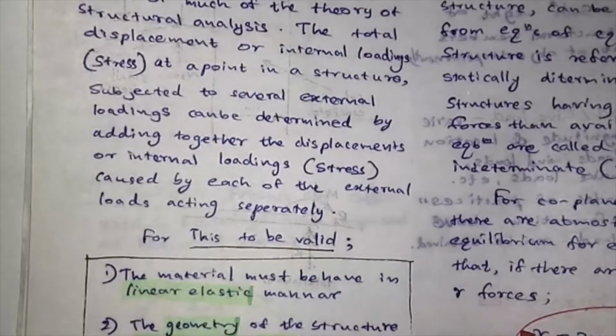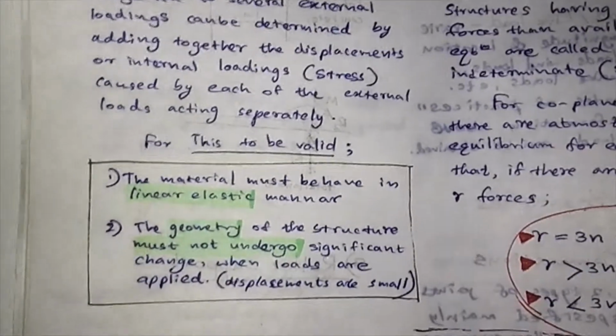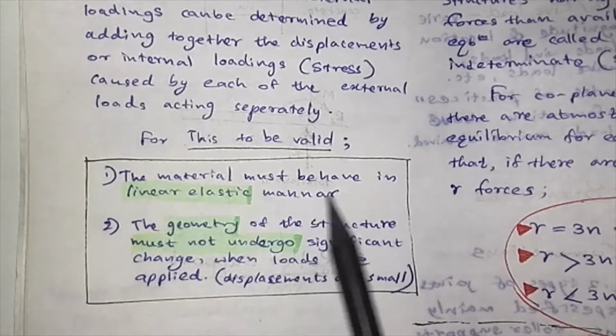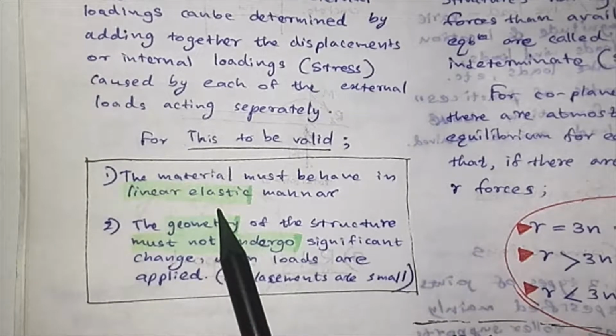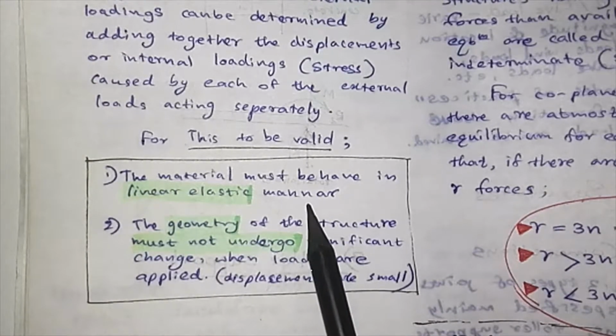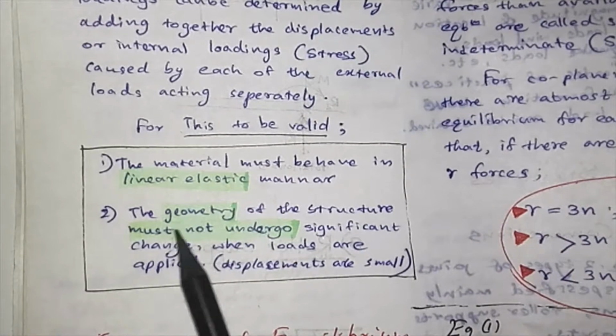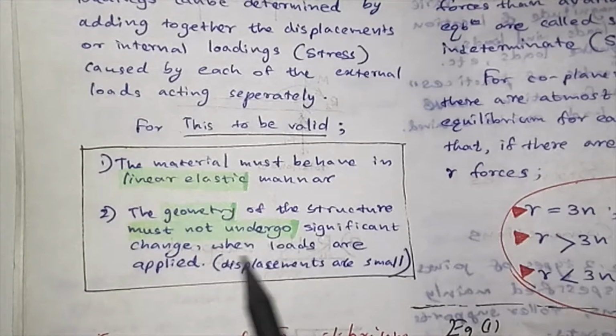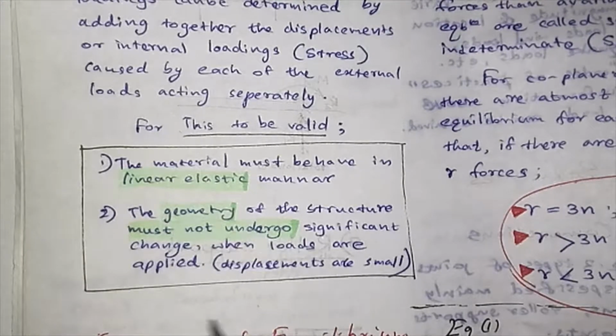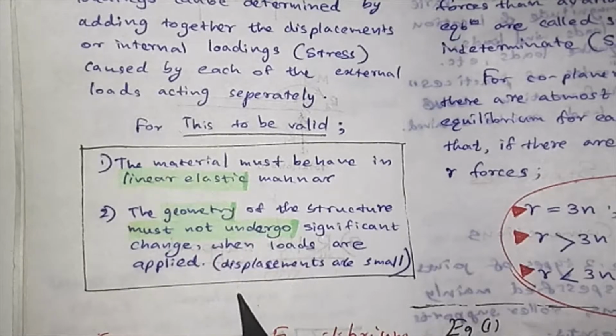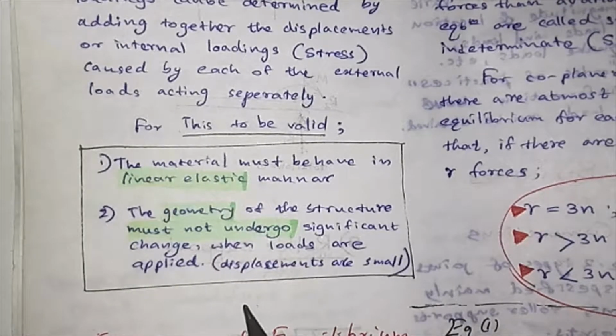For the principle of superposition to be valid, the material must behave in a linear elastic manner. And the second one is that the geometry of the structure must not undergo significant change when loads are applied. That means displacements are small. That is the principle of superposition.